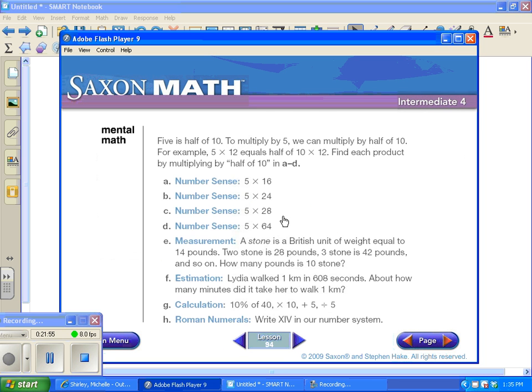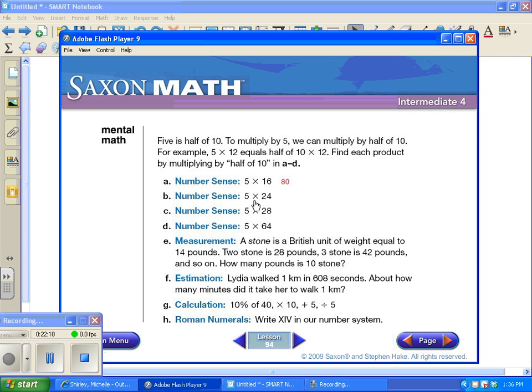And we're going to go through the mental math. And here's a new trick. The problems say 5 times a number, but what we're going to do is think 10 times that number and then divide it in half. Okay? So for this one, think 10 times 16 is 160, right? But divide that in half and you get 80.